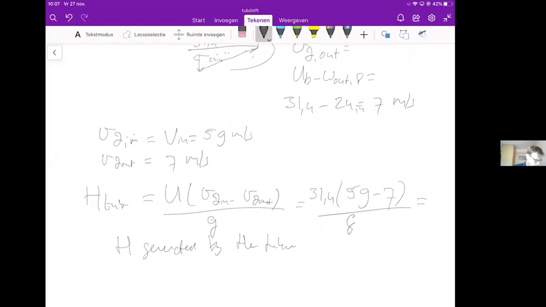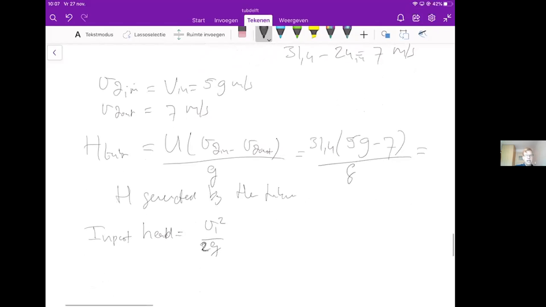Then we have, of course, what's available. If you look at what's available at the head, that's again the kinetic energy, because that's converted in the nozzle. So the available input head is V1 squared divided by 2g, again. So really about half the velocity squared over g. And then you can calculate.